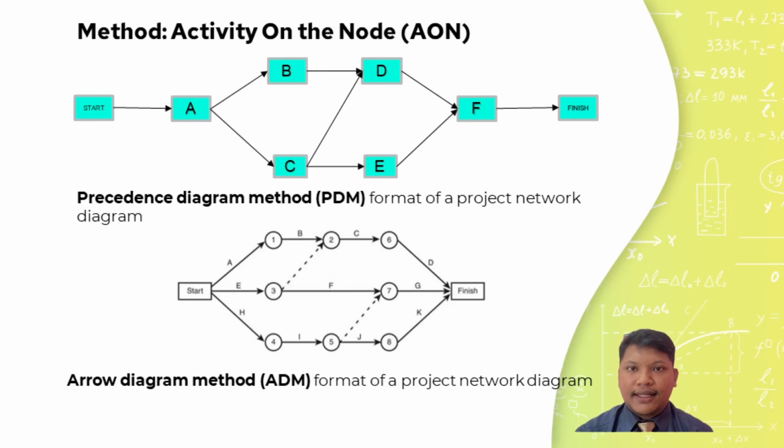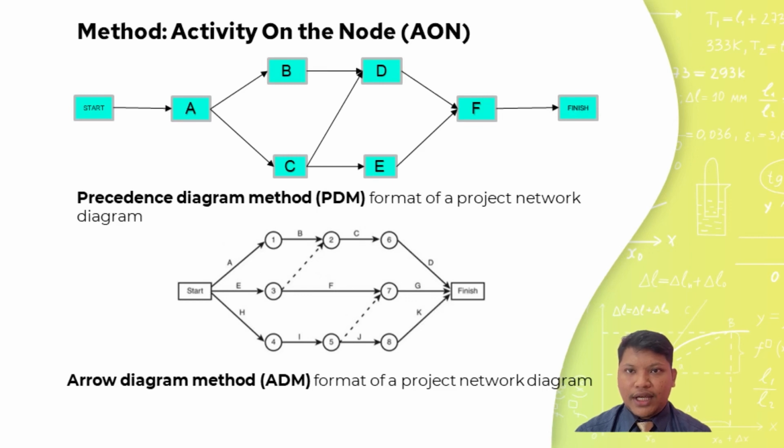The arrow diagram method (ADM) is another type of network diagram that is used to represent the logical relationship between tasks in a project. It uses arrows to represent tasks and nodes to show the dependencies between them. The ADM is also known as the activity on arrow (AOA) because it shows the activities as arrows and the dependency as nodes. The key difference between the PDM and ADM is the way they represent the tasks and dependency.